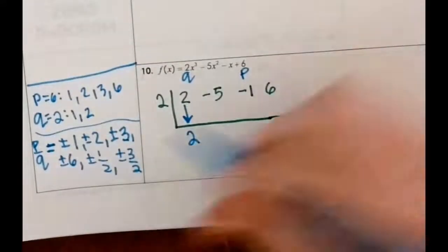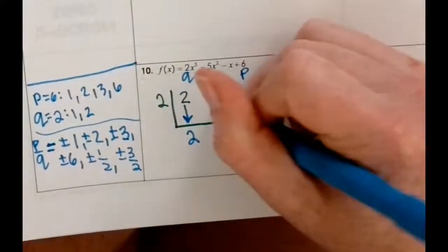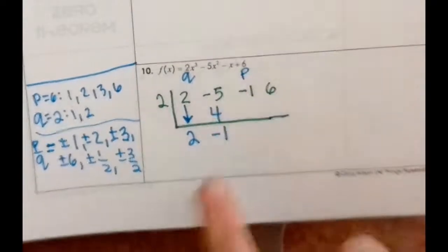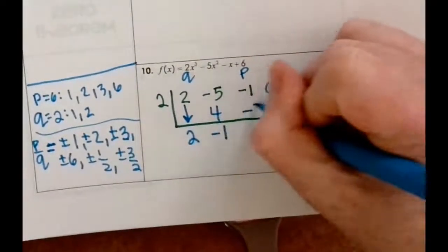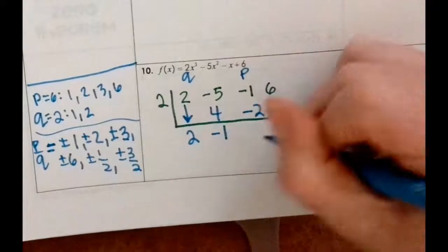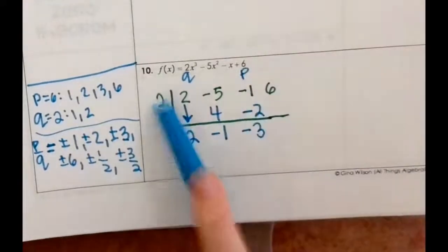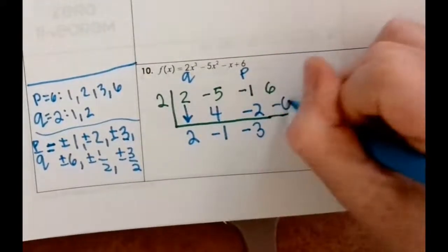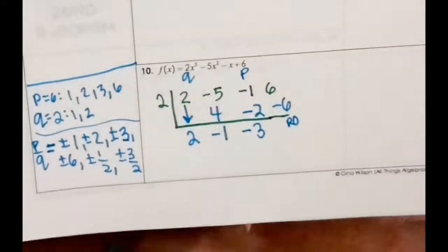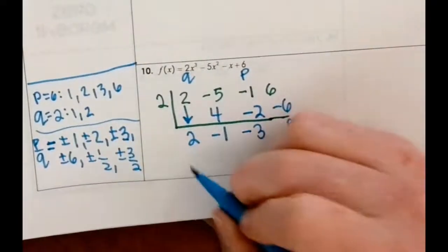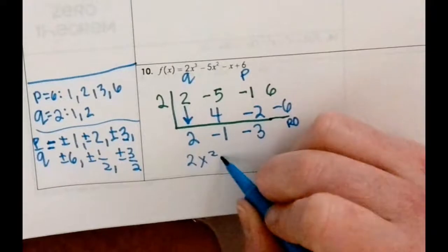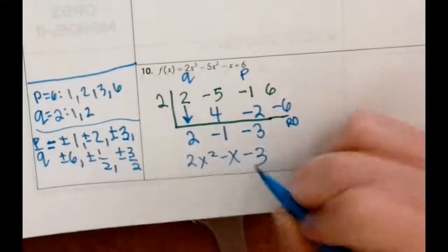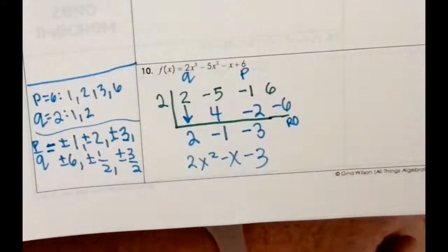Alright, so 2 times 2 is 4. Negative 5 plus 4 is negative 1. Negative 1 times 2 is negative 2. Negative 1 minus 2 is negative 3. Negative 3 times 2 is negative 6. Remainder 0. Okay, so I'm good. This gives me 2x squared minus x minus 3. Okay, so I found 1, 0.